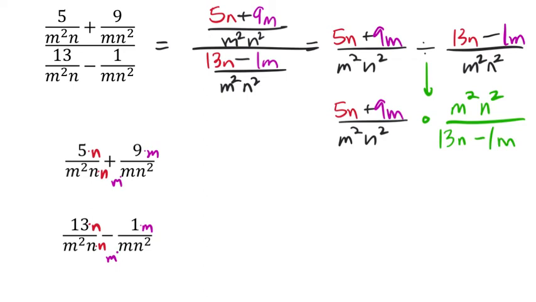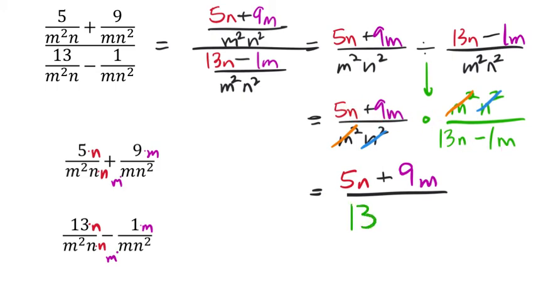Now, at this point, since it is multiplication, I look for any matches in the numerators and denominators. I've got an m squared there and an m squared there, but I also have an n squared in the numerator and an n squared in the denominator. These go away as phantom ones. If you want to say they cancel out, that's fine. It's just that they become phantom ones. Now I will rewrite this as a new fraction, but hopefully a little bit more simplified. We got that 5n plus 9m that was left over from the numerators, because it didn't have a match in the denominator. And then the denominator that was left over was that 13n minus 1m.